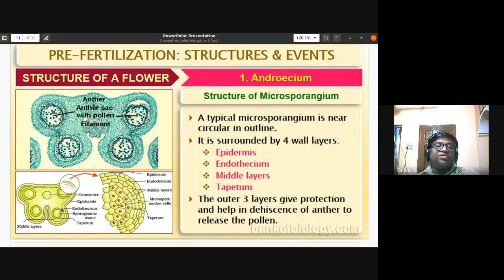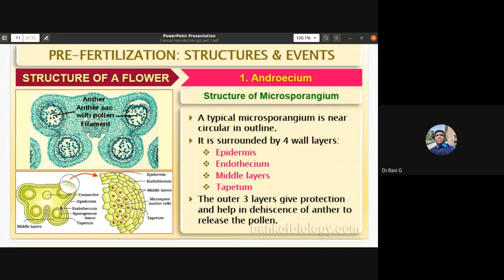The inner layer is the middle layers. It might be one in number or two in number, or in some anther walls, the middle layer is absent. Accordingly, if they have one middle layer, we call it unitegmic. If they have two middle layers, bitegmic. If middle layers are absent, ategmic. So these are terminologies that we have. Then the innermost layer is the nutritive tissue, that is the tapetum. It provides nourishment for the developing sporogenous tissue.